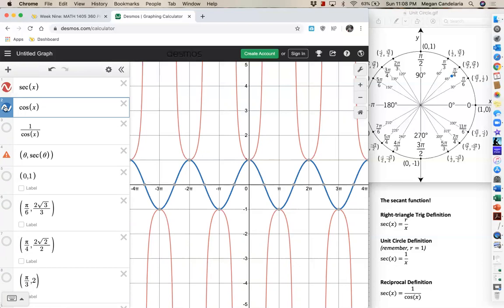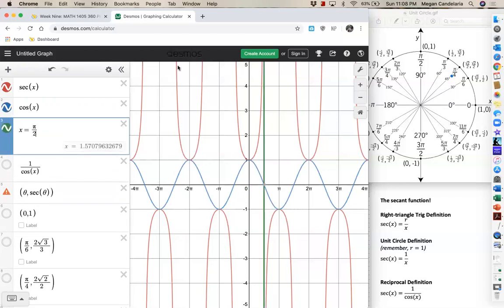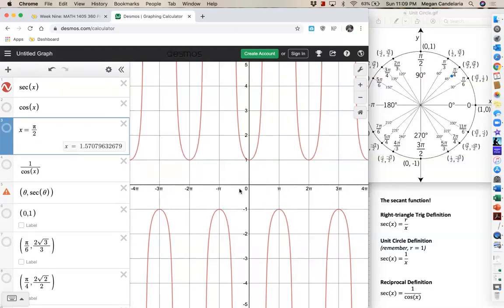But a couple of things to notice about cosine. Every time that cosine is 0, so for example, cosine is 0 at pi over 2, that's where we get a vertical asymptote, meaning secant is undefined. And that makes sense because remember, over here, when cosine was 0, such as at pi over 2, the reciprocal of that, 1 over 0, is undefined.